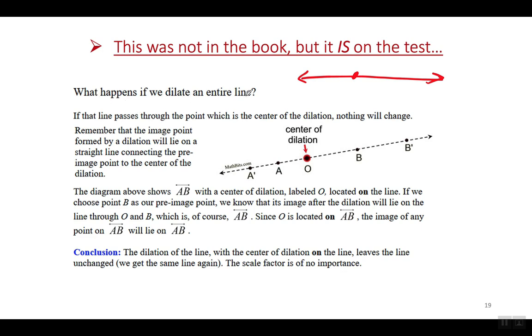All right, so what happens if I read what it says here? What happens if we dilate an entire line? If that line passes through the point which is the center of the dilation, nothing will change. All right, so if the center of dilation is on the line and you dilate a line, the line stays the same. All right, again, I don't make up these questions, but it's on the test.